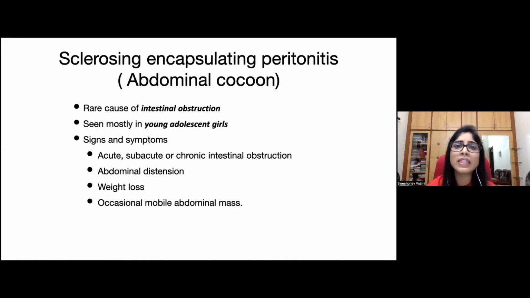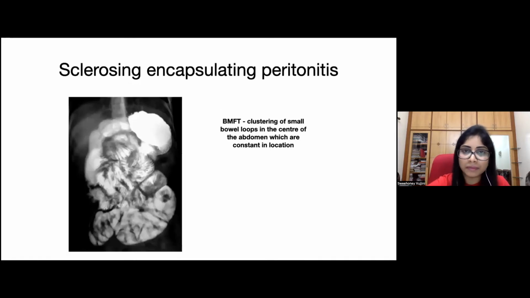Next is sclerosing encapsulating peritonitis. It is also called the abdominal cocoon. This is a rare cause of intestinal obstruction seen mostly in young adolescent girls. It can present as acute, subacute, or chronic intestinal obstruction. Signs and symptoms include abdominal distension, weight loss, and occasional mobile abdominal mass.